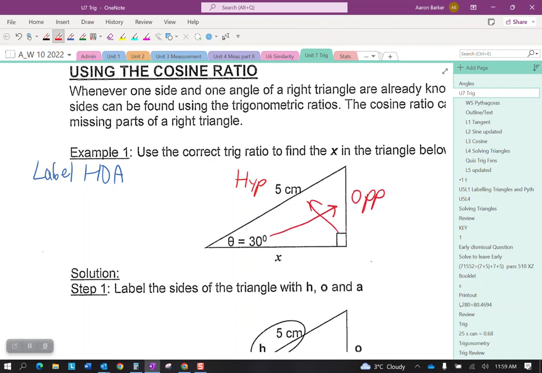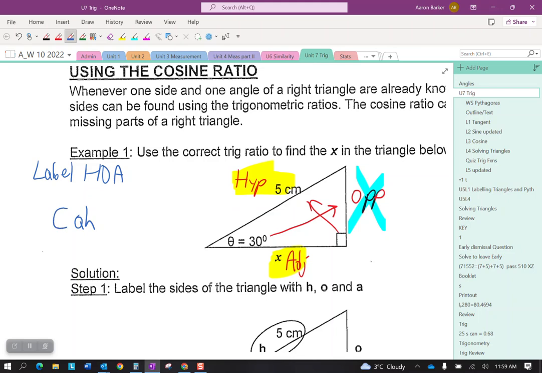The blank side's opposite. The one that you don't know what it means, that's the last one to label. That's the adjacent side. So we know H is 5. We want to find A, the adjacent. Which side don't we care about? Opposite. So which ratio has A and H in it?